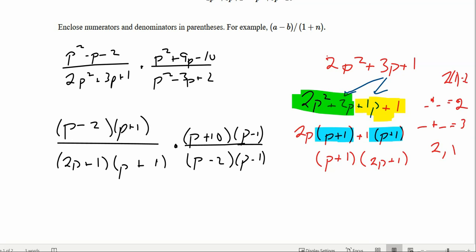Okay. Now I just want to compare, back to the problem at hand, what do we have in common in the top and the bottom? And I see a p minus 1 and a p minus 1 there. That will divide out. And then a p minus 2 and a p minus 2 there. And a 1 plus p and p plus 1, those are actually the same thing, right? So we got our p plus 1s, and that just leaves me then the p plus 10 over 2p plus 1 as my answer. Okay.